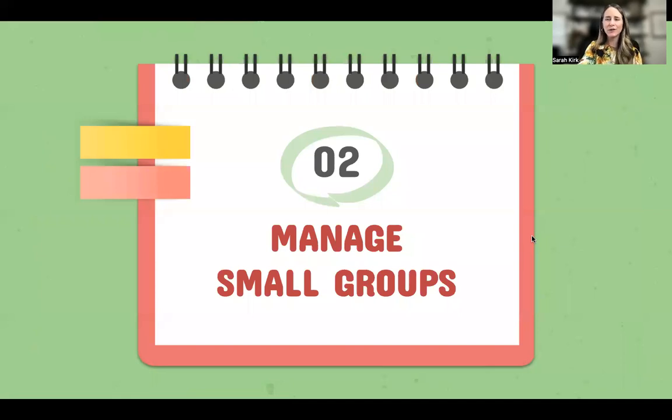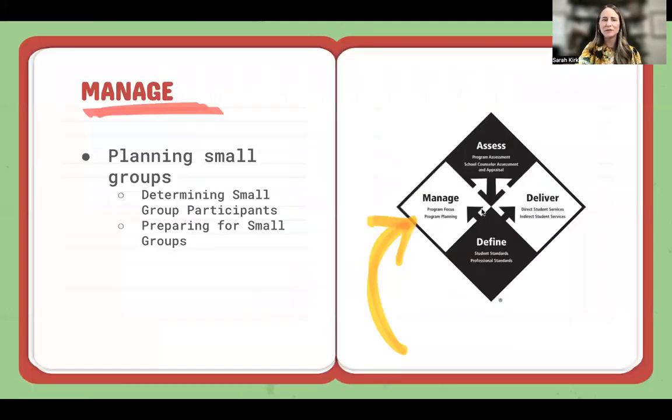All right, so now we're going to transition into how we manage our small groups. This is what I call that behind the scenes work to make sure that we are really doing that work to make sure they're going to be successful. If we jump right into delivering the small group, we're missing out on those important pieces to make sure we're serving the right students and we're basing our decisions in data and we're really planning out the small group. So we don't want to skip this step. So let's talk about it.